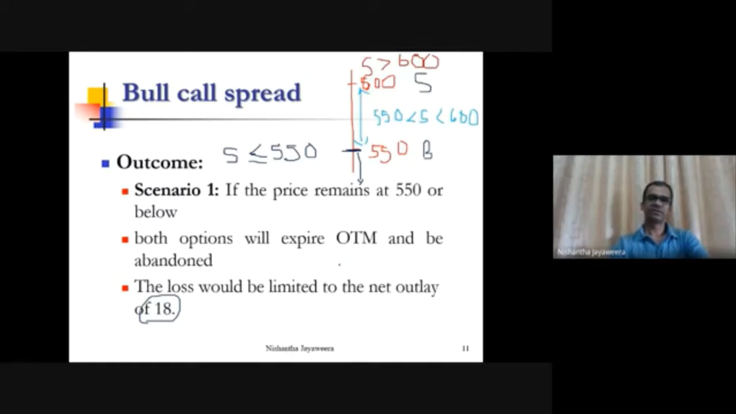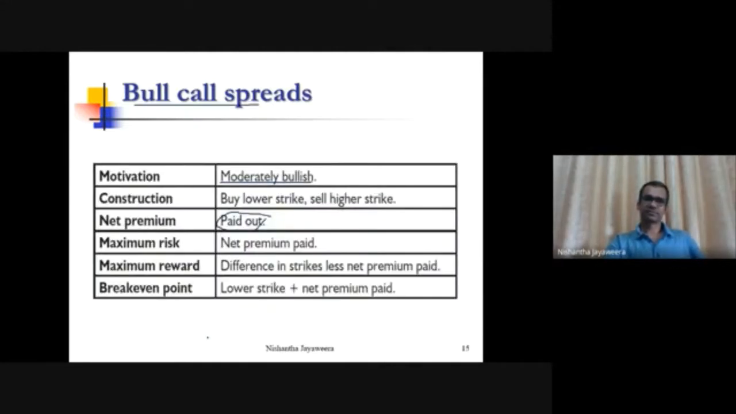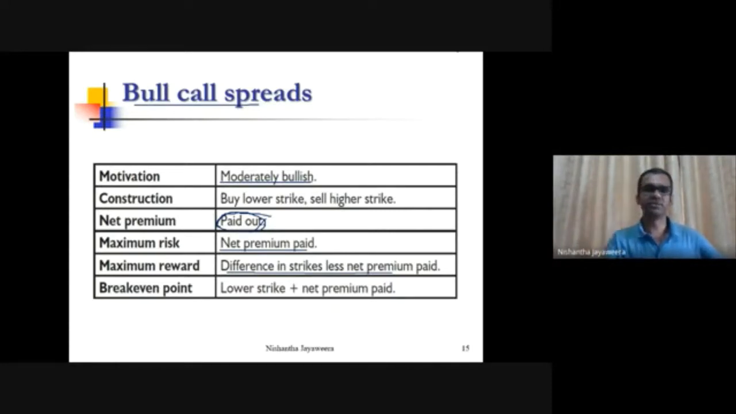So all those things we discussed so far, we put them together. That's what we are doing here. Any questions? The maximum risk is again the net premium paid. Maximum reward is the difference in strike less the net premium. You don't get anything beyond that. Break-even point is the lower strike plus the net premium. This is the summary of the bull call spread. Once you do this, you know your outcome, risk and return, everything.